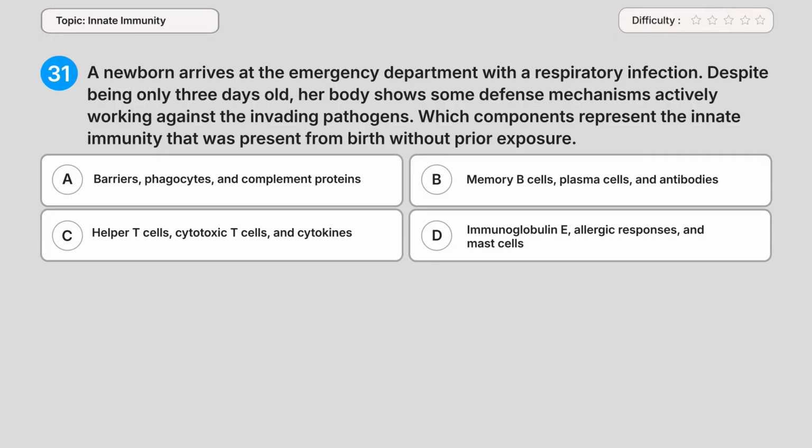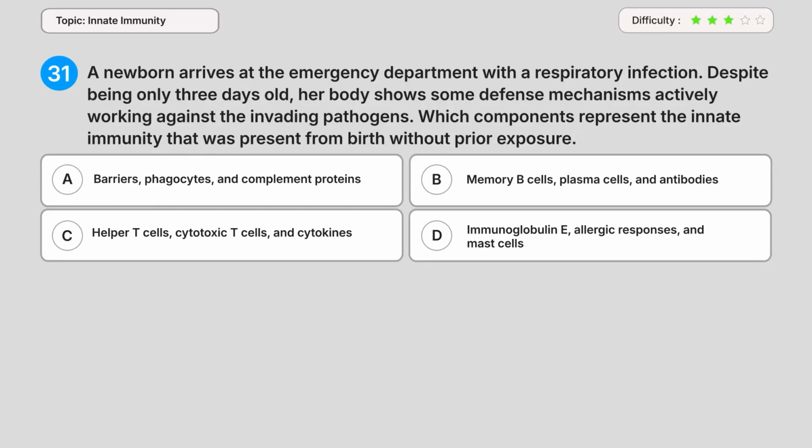Question 31. A newborn arrives at the emergency department with a respiratory infection. Despite being only 3 days old, her body shows some defense mechanisms actively working against the invading pathogens. Which components represent the innate immunity that was present from birth without prior exposure?